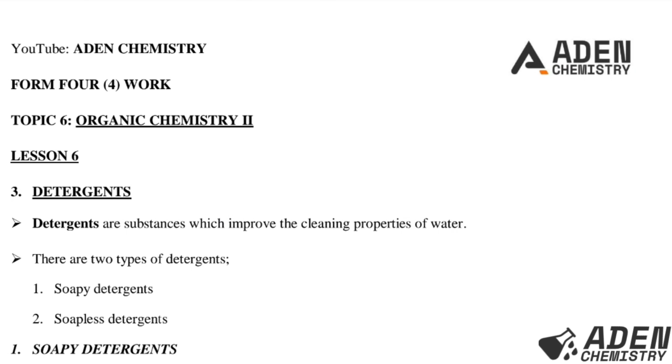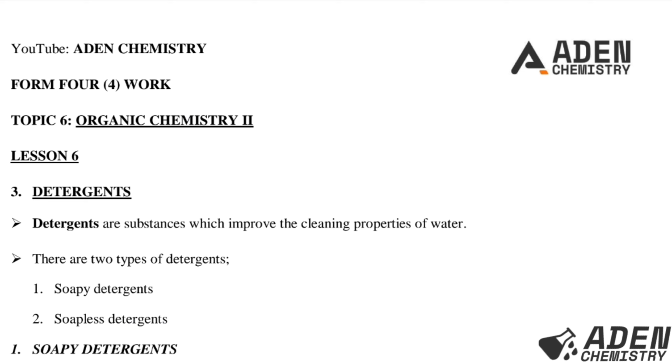Hello students, welcome. Previously, in lesson 5 of topic 6, we were dealing with the second part of alkanoic acids, where we covered the physical and chemical properties of alkanoic acids and their uses. So today, in lesson 6, we want to proceed to the third part of the topic, that is detergents.